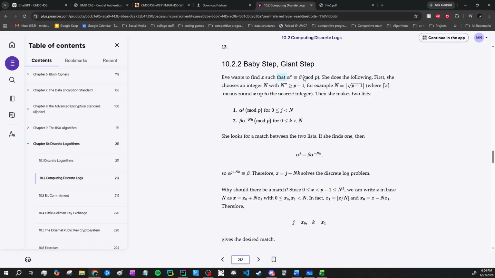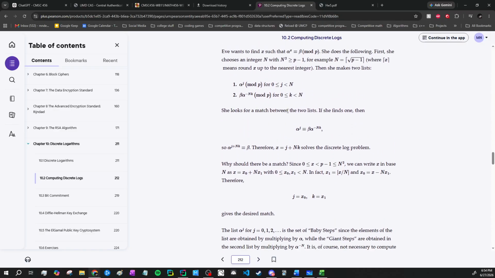Eve wants to find such x that a to the x equals b. She does the following. First, she chooses an integer n with n squared greater than or equal to p minus 1. Then she makes two lists. She looks for a match between the two lists. If she finds one, then this is true.